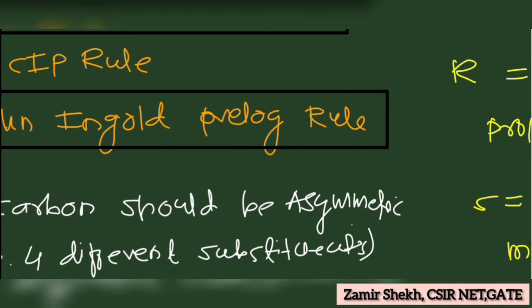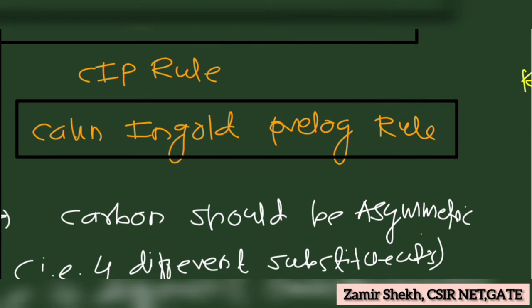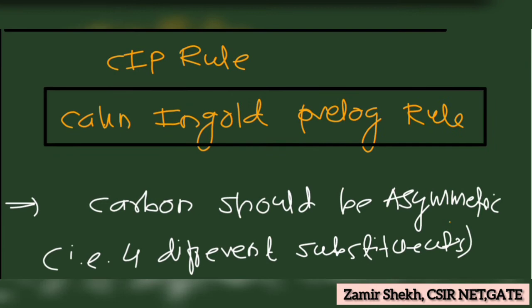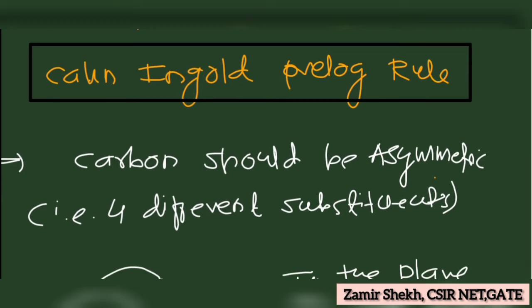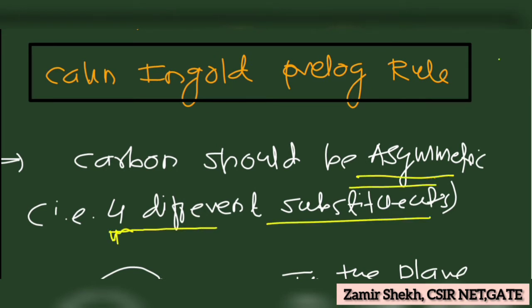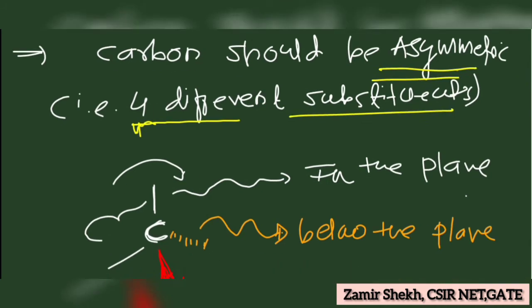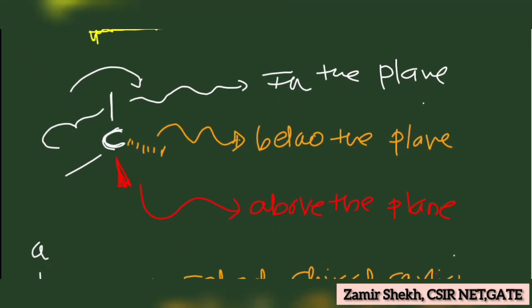Now we will see how one can assign R and S configuration to a particular carbon. Under the Cahn, Ingold and Prelog rule, called the CIP rule, the carbon should be asymmetric. This is the first condition. You know what asymmetric means: the carbon should be attached covalently to 4 different substituents. Like this, this is the carbon, actually a tetrahedral carbon.